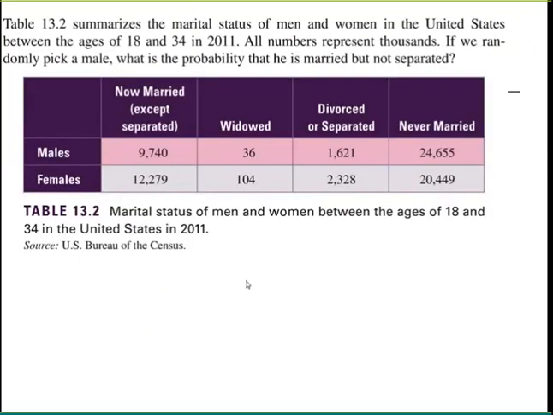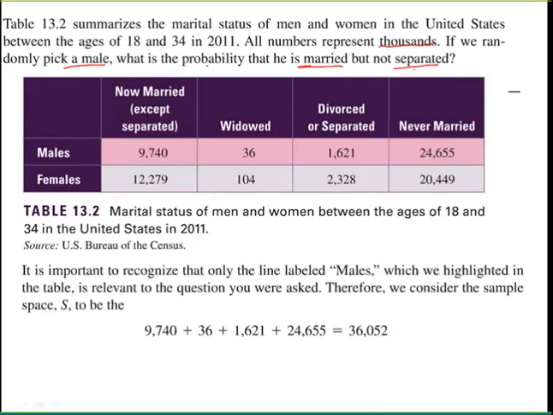Okay, so here we go. We've got marital status of men and women between the ages of 18 and 34. It says all the numbers represented are in thousands. If we randomly pick a male, what is the probability that he is married but not separated? We want to recognize that only the line marked males, which is highlighted here in the table, is relevant to the whole question. We don't actually care about the females on the whole chart. So our sample space is just the males here. The total size of the sample space is the 36,052.